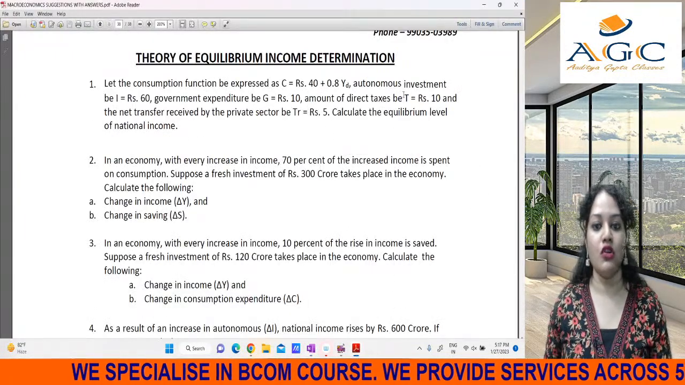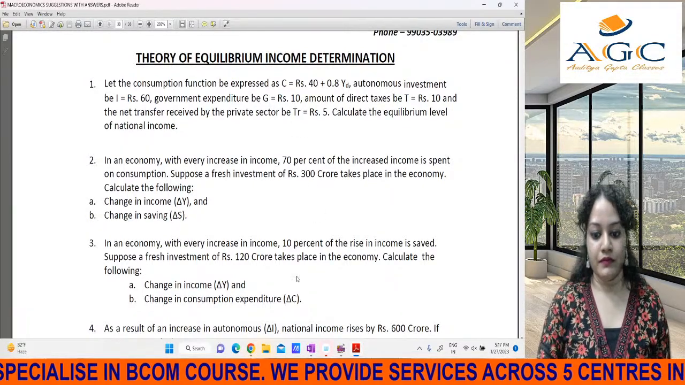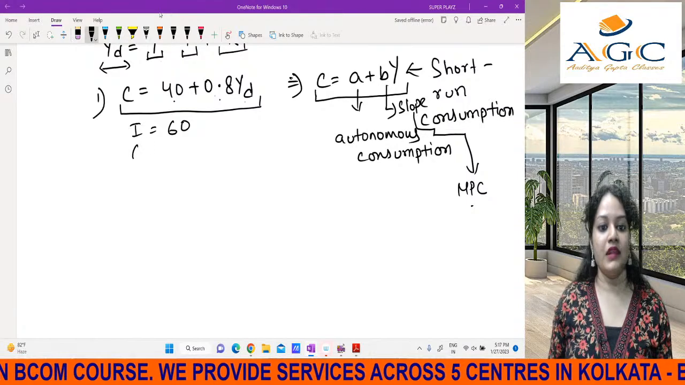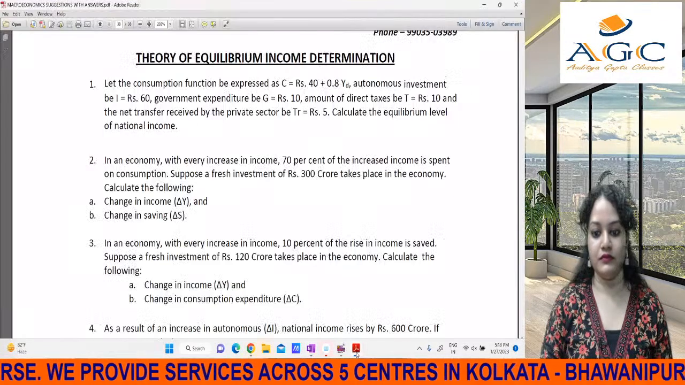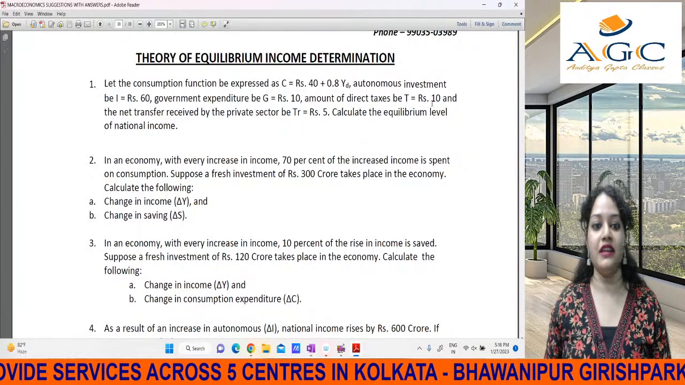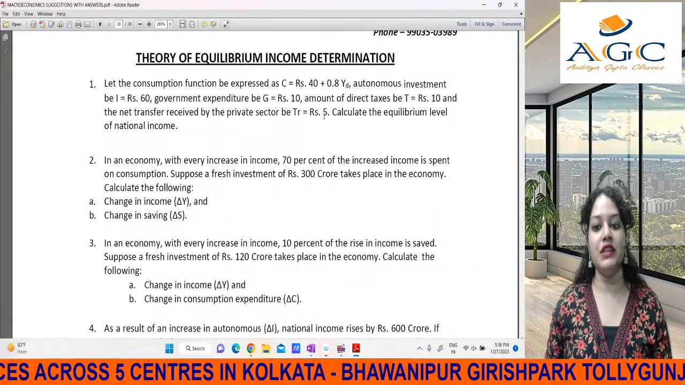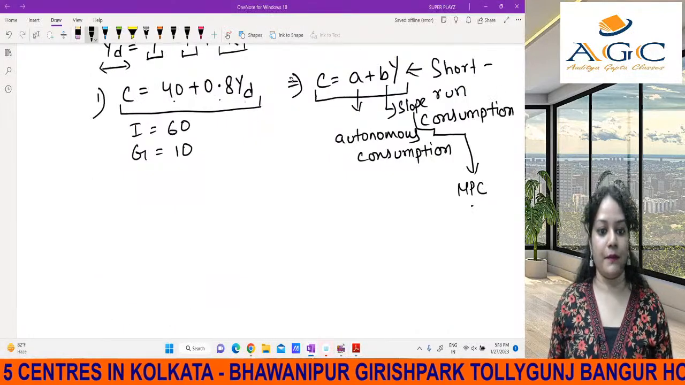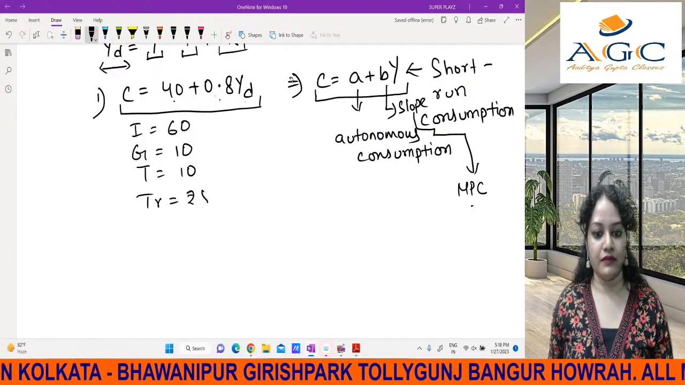Now what is the next thing that we have been given? The next thing that we have is autonomous investment, that is 60, and government expenditure is 10. So investment is 60, government expenditure is 10. Then we have the amount of direct tax, that is T equal to rupees 10, and net transfer received by the private sector, that is TR, is 5. So tax is 10 and transfer payment is rupees 5.